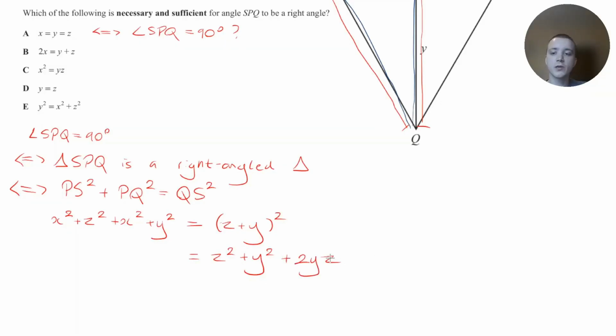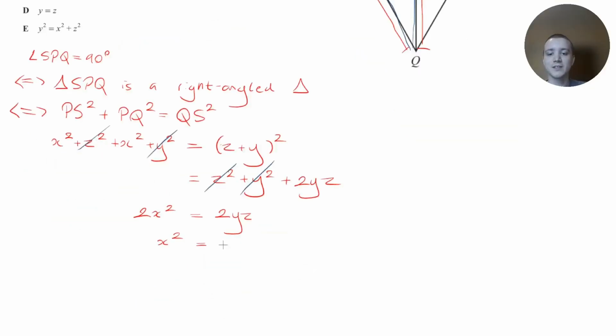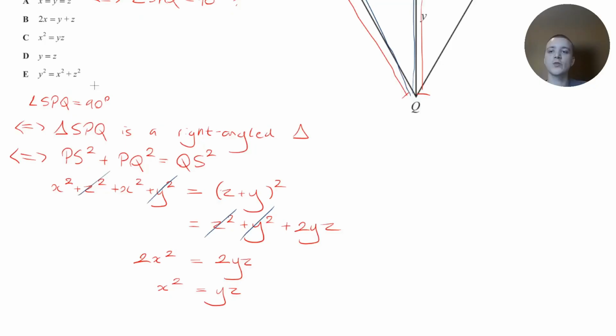And we can simplify this equation. We have some cancellation. So this z squared and this z squared are going to cancel. This y squared and this y squared are going to cancel. And we're going to be left with 2x squared equals 2yz, or x squared equals yz. So the answer is going to be option C.